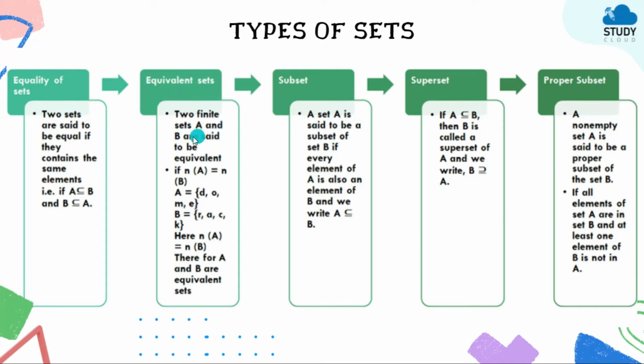Then there is equivalent set. Two finite sets A and B are said to be equivalent if the number of elements in A is equal to the number of elements in B. Here we are talking about the number of elements, how many elements are there in a set.